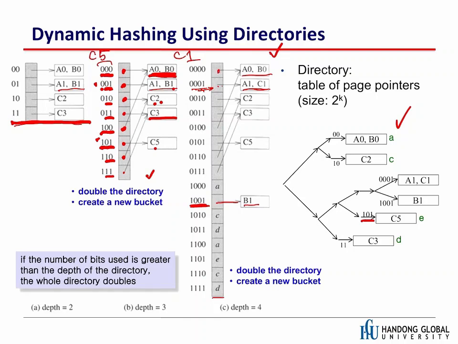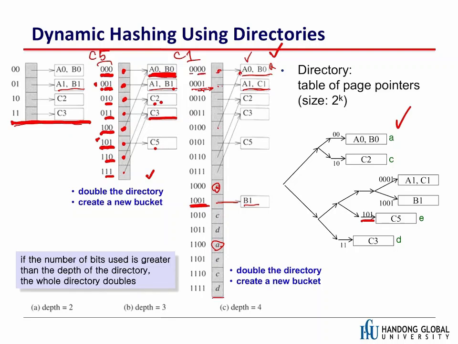Then look at this one. This directory is pointing to this bucket, and this directory is pointing to this bucket, and A. So A means this one too. So this one is actually A. This directory is pointing to this bucket, and we have another A here. So this directory is pointing to this bucket. So 4 directories are pointing to this bucket. And what does that mean?